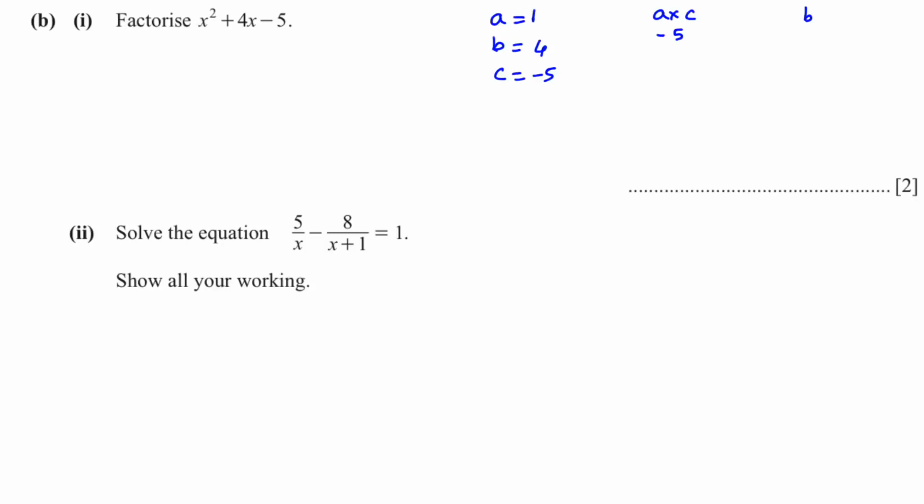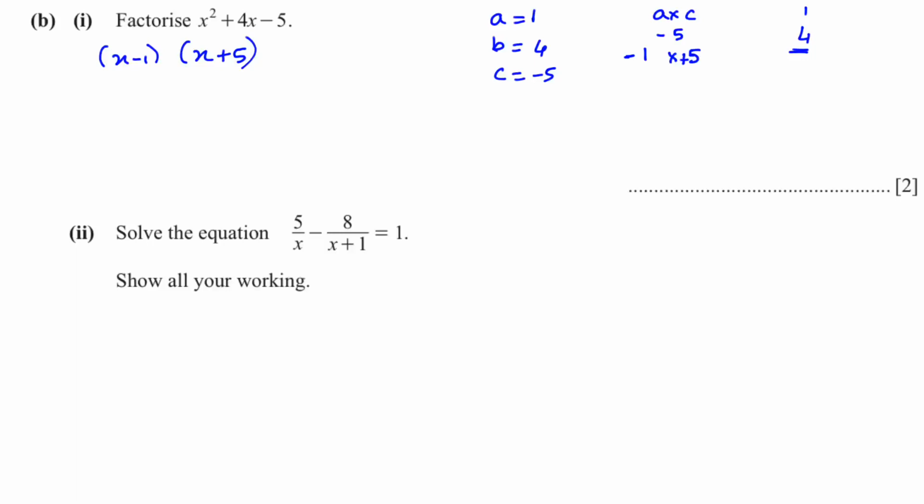And you have to write the factors of 5, which is 1 multiplied by 5. When you add the factors, you should get b, which is 4. So for 5, we have only two factors, 1 and 5. We want the 4 to be positive, therefore negative 1 and positive 5. X minus 1 and x plus 5 is the factorization.